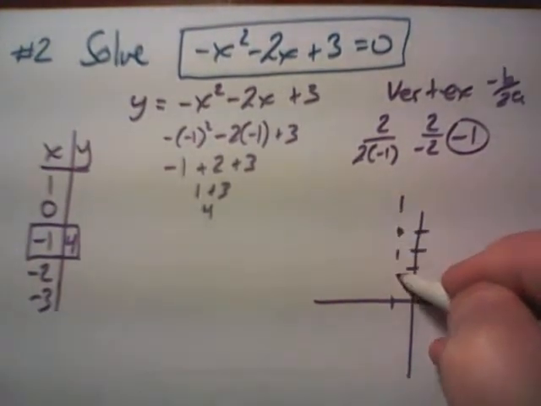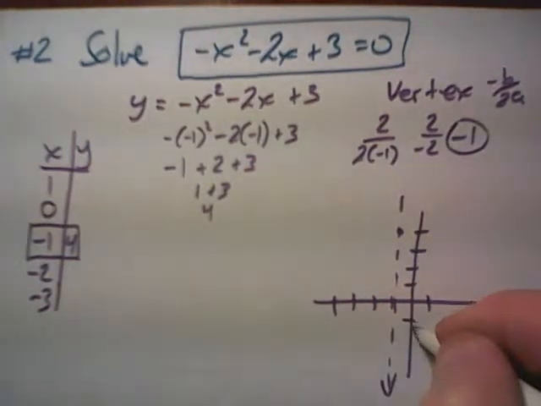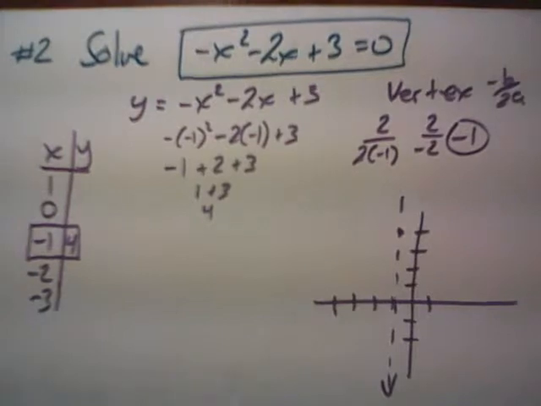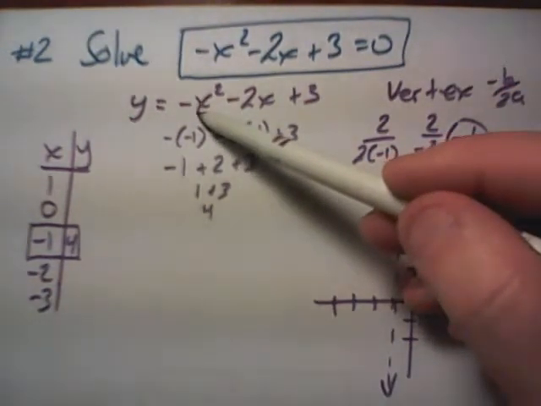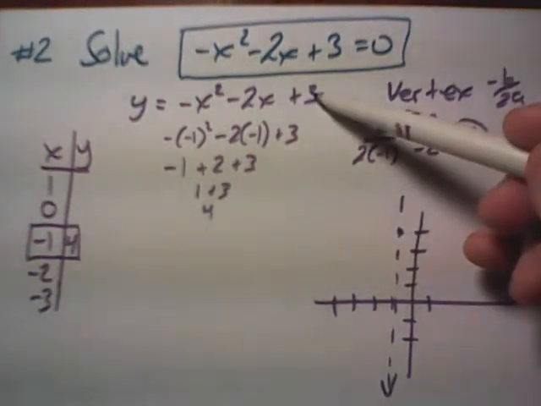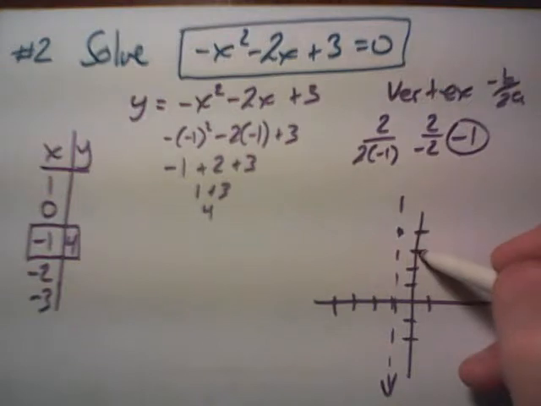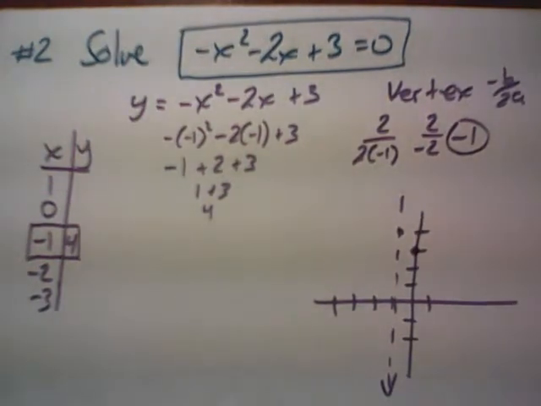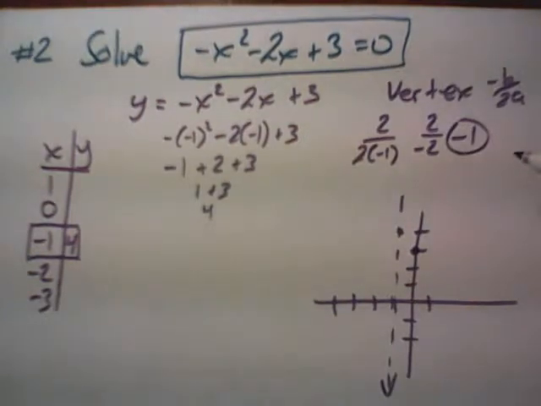And this point is my vertex. Here's my axis of symmetry, and I'm going to have other points around there. One thing we should know is that this parabola is going to open down because the a value is negative. My y-intercept is at 3, and so I can put a point there. My y-intercept is always the same as my c value.